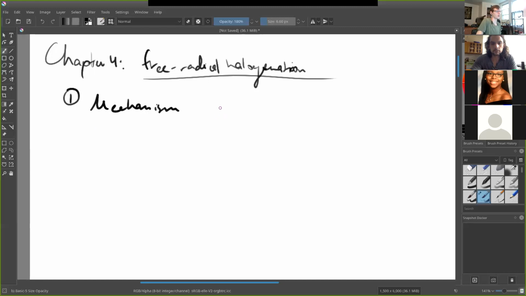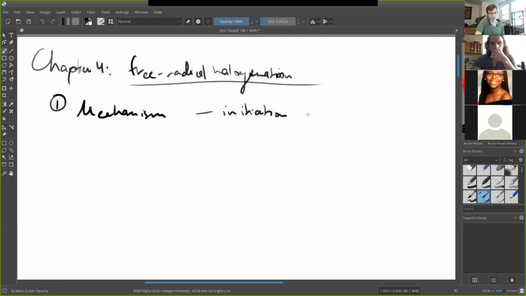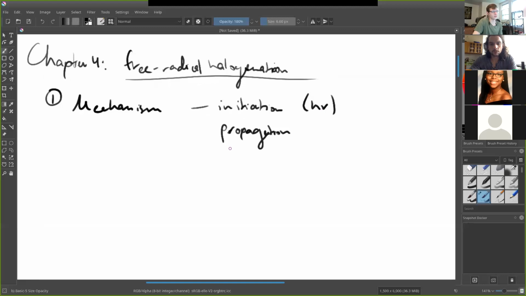So this mechanism is split up into 3 steps. The first one is initiation. The important part being that you need ultraviolet light, which is commonly denoted by an hν, this Greek letter nu. And then it's followed by propagation, which leads finally to termination.